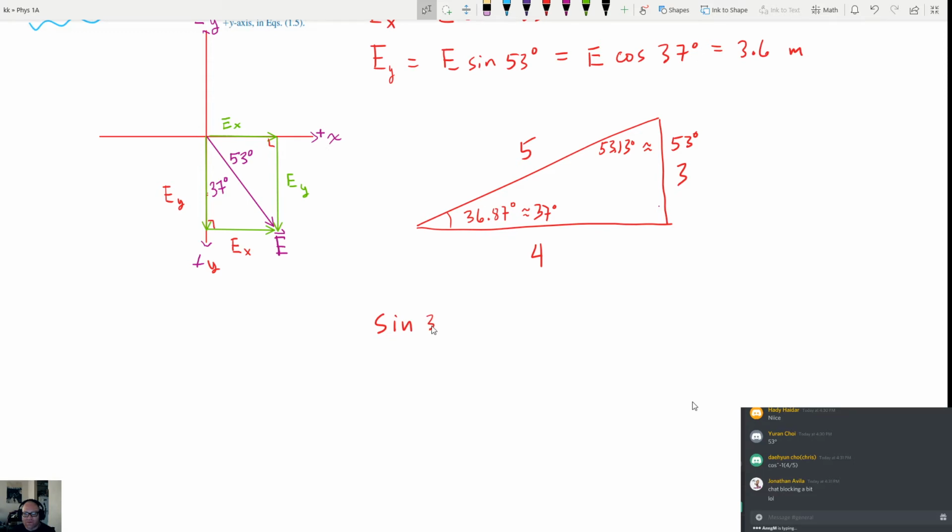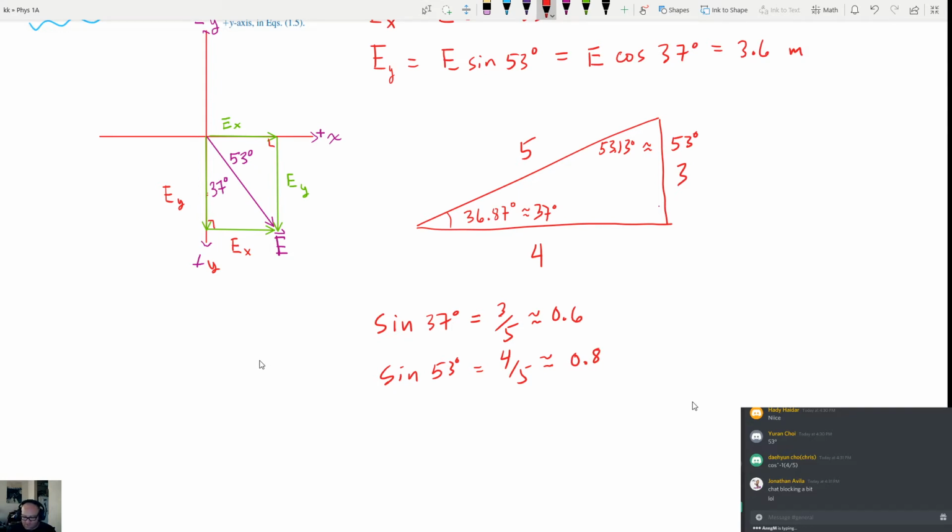So sine of 37 degrees, what would that be? Well, that would be 3/5. Try it in your calculator. That's approximately 0.6. And if I do sine of 53, it should be 4/5, which is approximately 0.8. Try it in your calculator. See what you get.